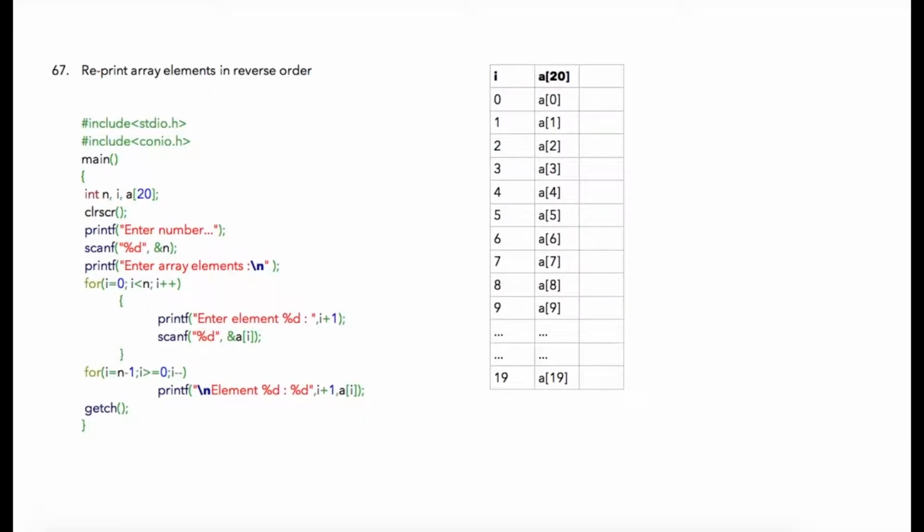In this program, we are going to ask user to enter array elements, and then we will print these array elements in reverse order. So like the previous program, I am using an array of size 20, and n will denote the number of array elements that user wants to enter. I will be my index variable.